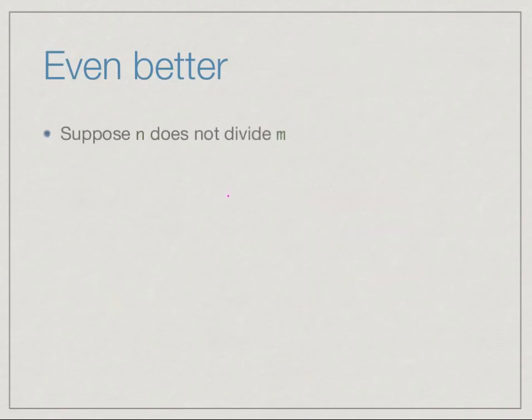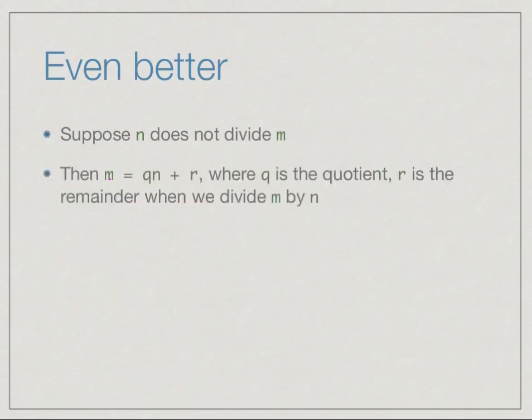So here is a better observation. Suppose n does not divide m. In other words, if I divide m by n, I will get a quotient and a remainder. So I can write m as q times n plus r, where q is the quotient and r is the remainder. You may remember these terms from high school arithmetic. So n goes into m q times and leaves a remainder r, and we are guaranteed that r is smaller than n. Otherwise, it would go one more time. It will become q plus 1. So we have a remainder r which is smaller than n.